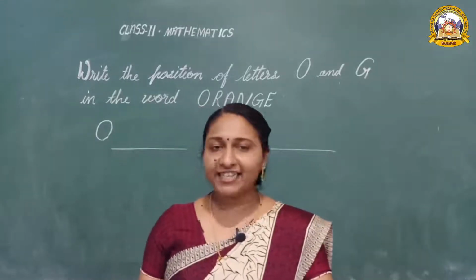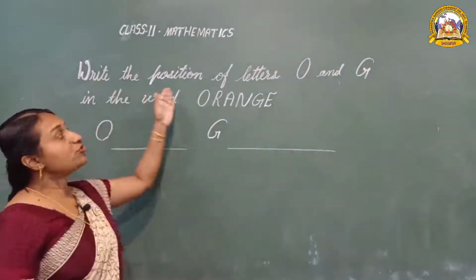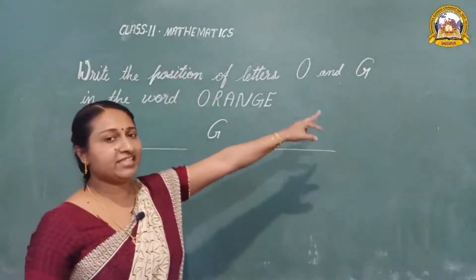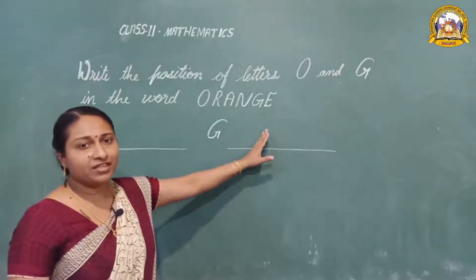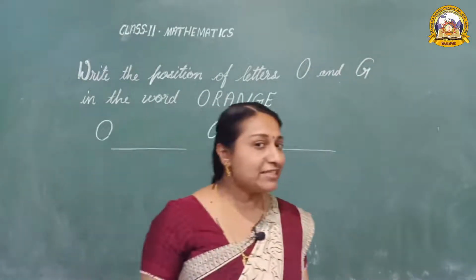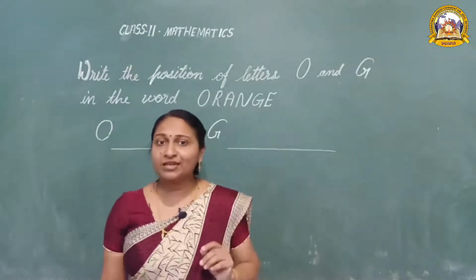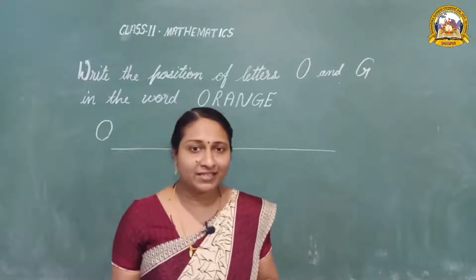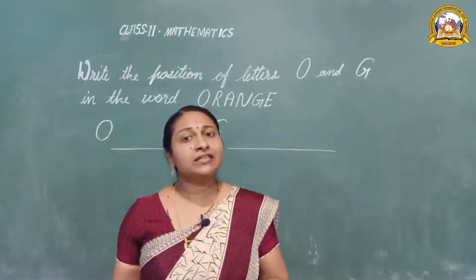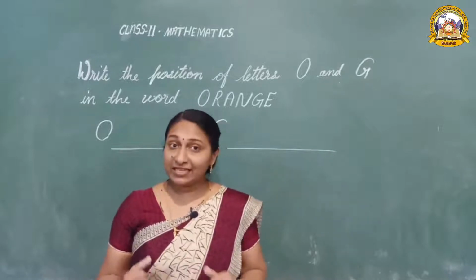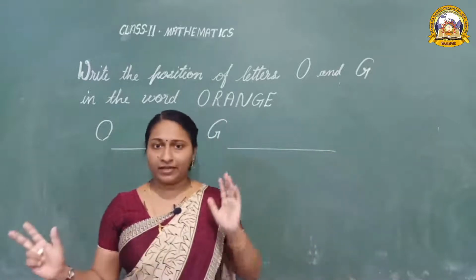Okay children, let us do the next exercise. It is to write the position of the letters O and G in the word orange. Do you remember the chapter in your first class? Cardinal numbers and ordinal numbers. Yes. Cardinal numbers are used to say the quantity, meaning 1, 2, 3, 4, 5, 6, 7, 8, 9, like that.